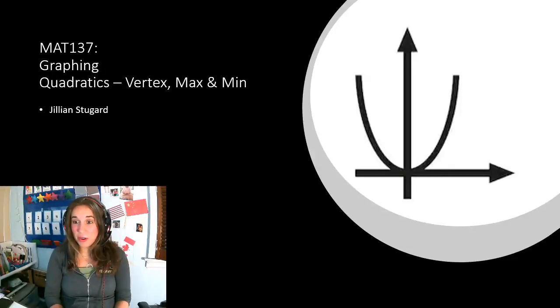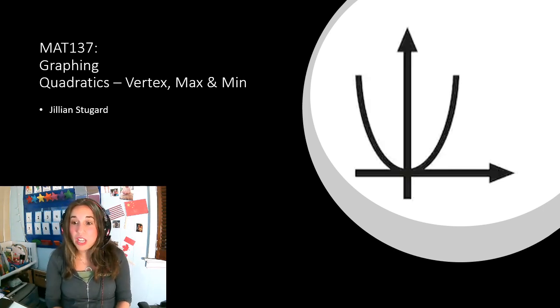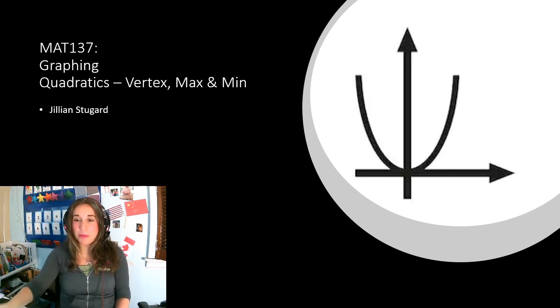So now that we know what the quadratic function is, what it looks like, that it's called a parabola, and how to determine whether it's concave up or down, we're going to take a look at how to determine a really important point called the vertex, which can either be a maximum point or a minimum point. So let's take a look.